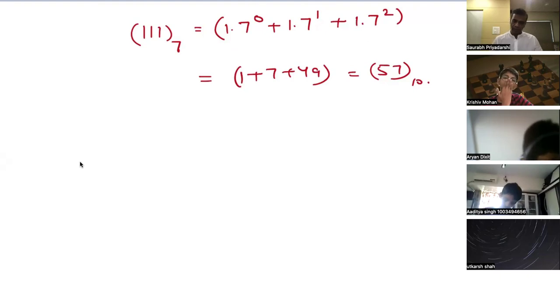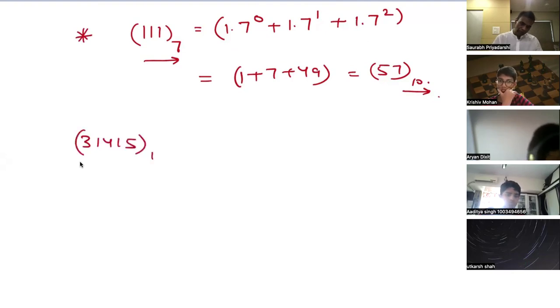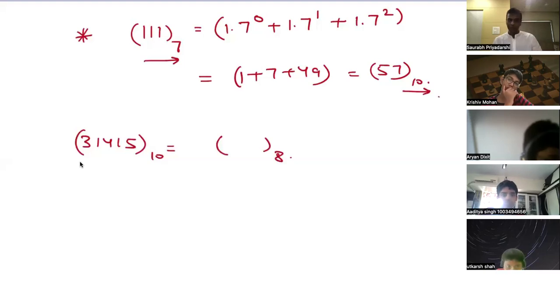Right? But in another way around, if I have to write down any base of the number in the base of the 10, just you have to go with this, right? But if I'm saying you have to write down 3141 with a base 10 to base 8. Can you go for this? Try this.